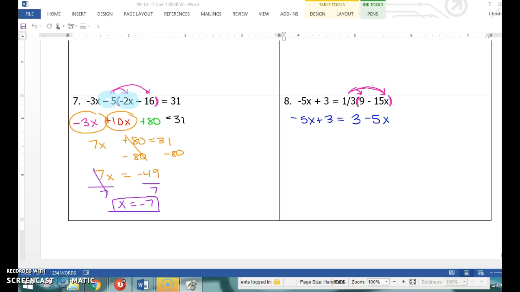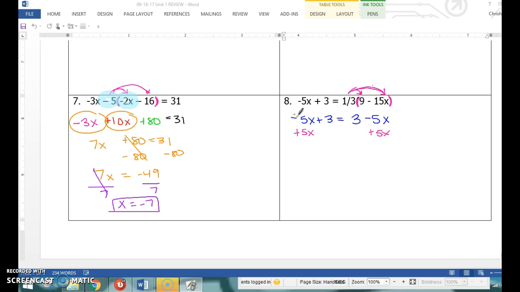What do you notice? Negative 5x and negative 5x. Positive 3 and negative 3. No, they're both positive. I'm sorry. Positive 3, positive 3. They're the exact same. So if we go and continue to solve this, what's the opposite of minus 5x? It's plus 5x.